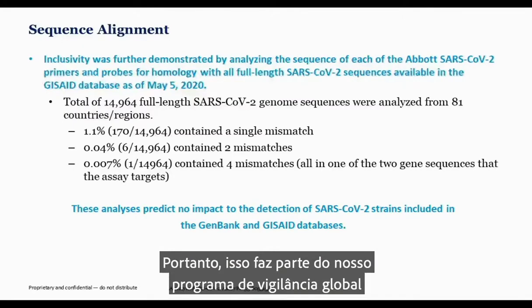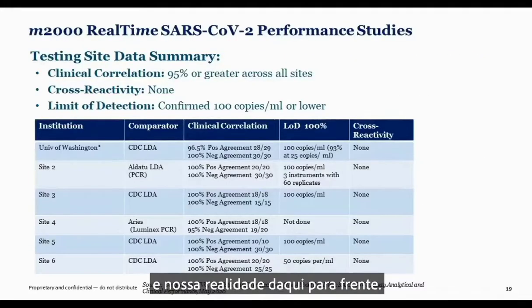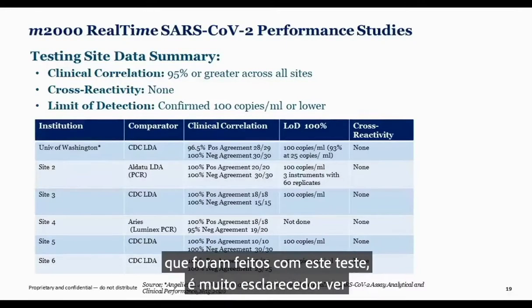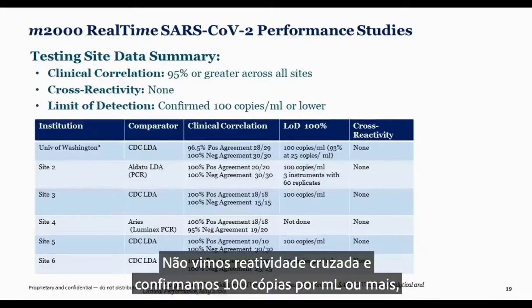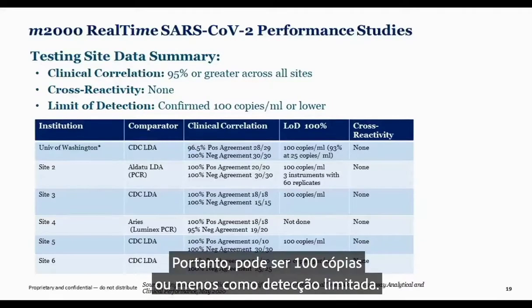So this is firmly part of our global surveillance program and our reality moving forward. And looking at some of the performance data broadly that has been done with this test, it's very gratifying to see that the clinical correlation across all sites is greater than 95%. We haven't seen any cross-reactivity, and we've confirmed 100 copies per mil or greater. By that it probably means less. So, it could be 100 copies or less as the limit of detection.